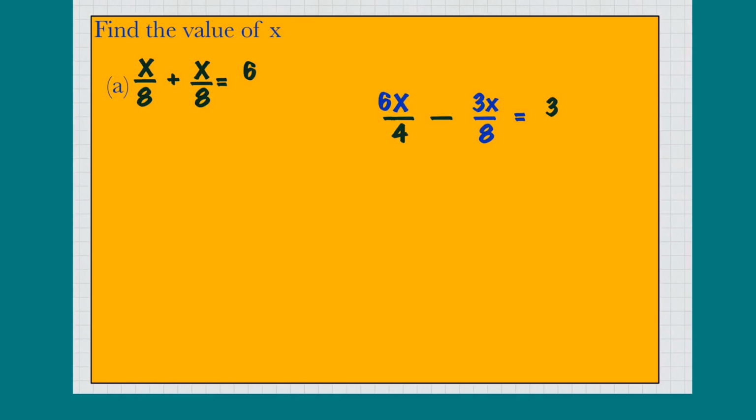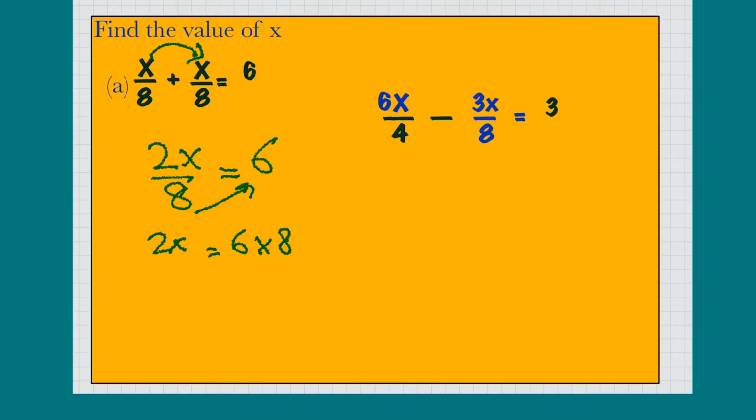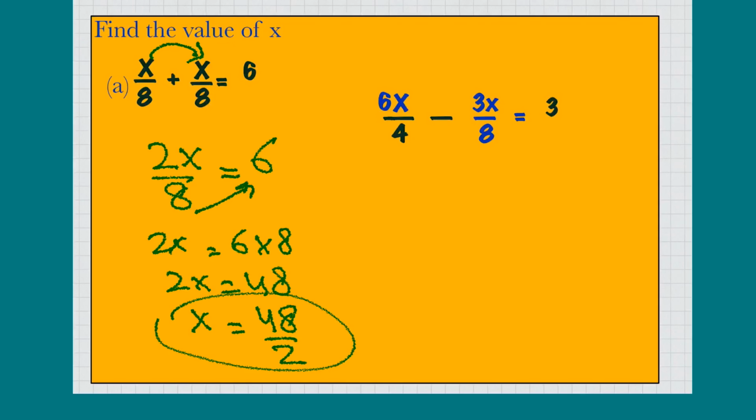So x over 8 plus x over 8, both denominators are the same, so we can add x with x, which makes it 2x over 8 equals 6. After that, I can times 8 with 6. 2x equals 6 times 8. 2x equals 48. Then find the value of x. We're going to divide 48 by 2. We will have 24 as an answer. So x equals 24 as our answer.